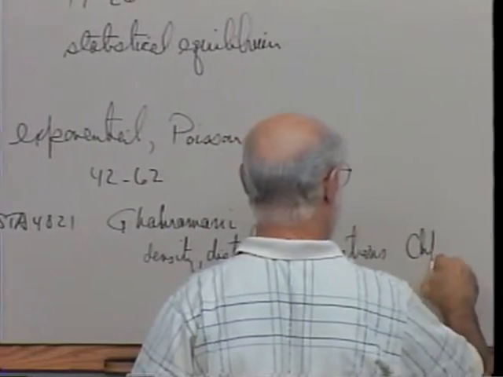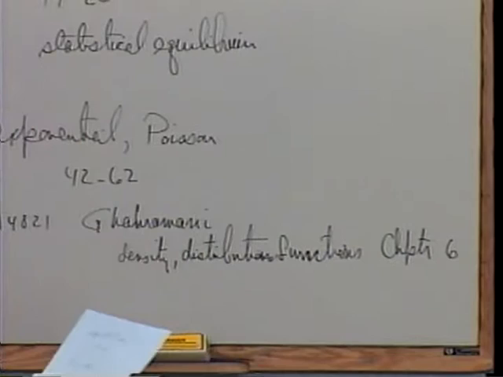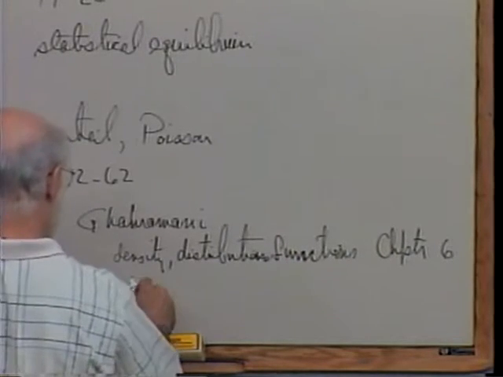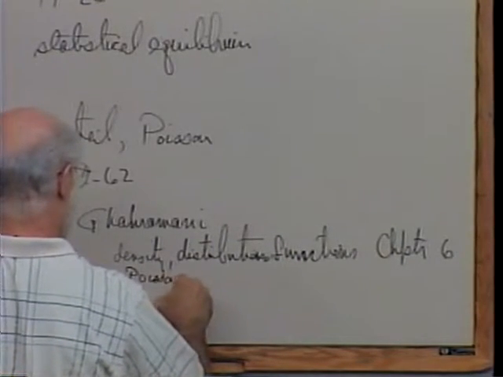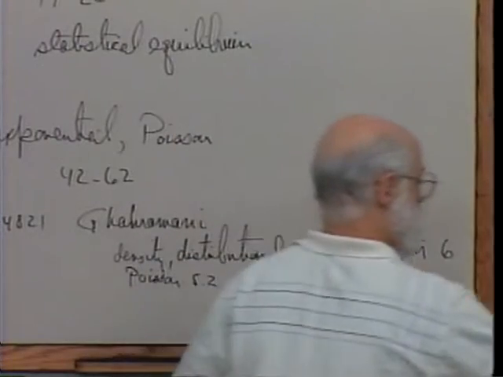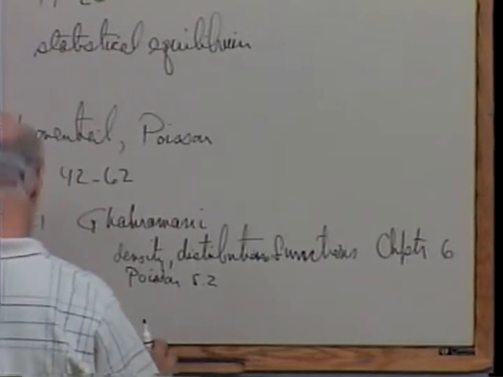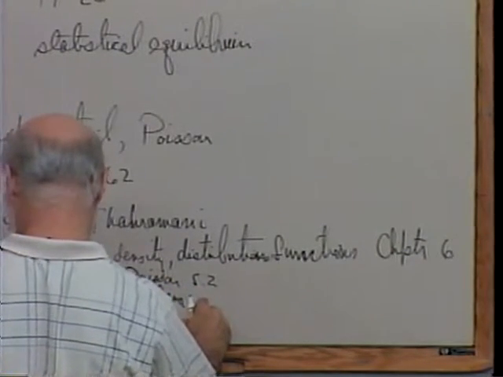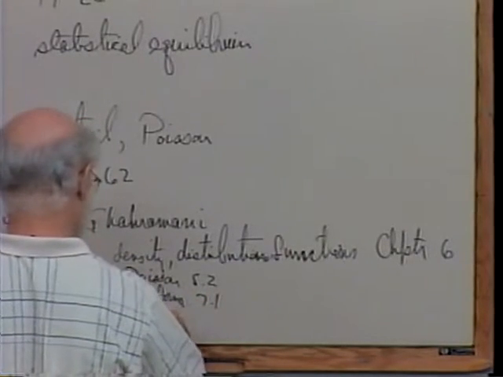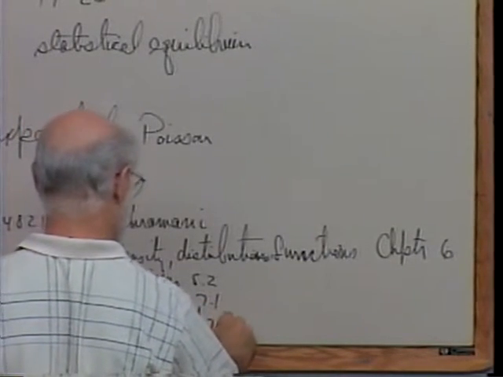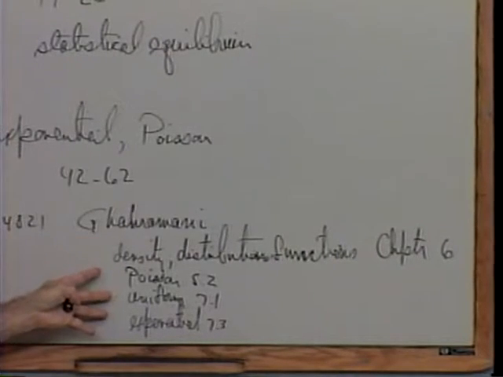And that's covered in that book in chapter 6. And then there are three important kinds of random variables. The Poisson random variable, Poisson process, is covered in section 5.2. The uniform random variable is covered in section 7.1, and the exponential is covered in section 7.3. Of course, any good textbook in elementary probability will have these topics in them.